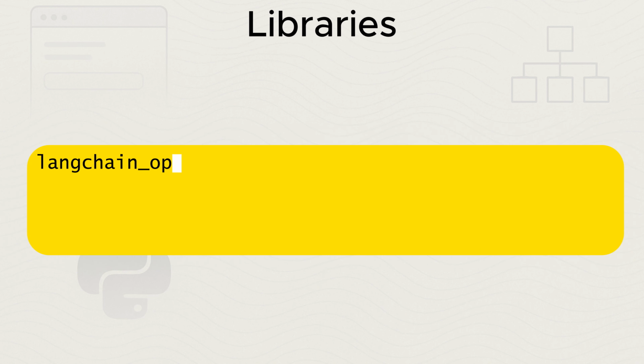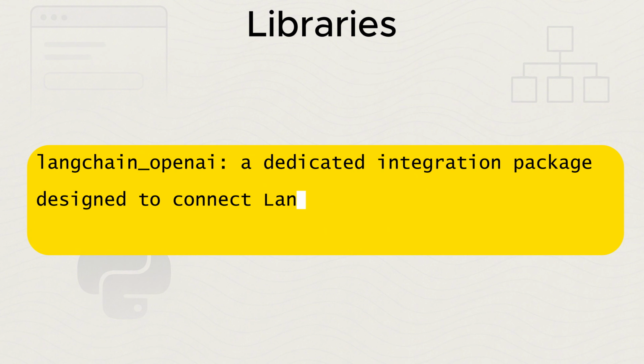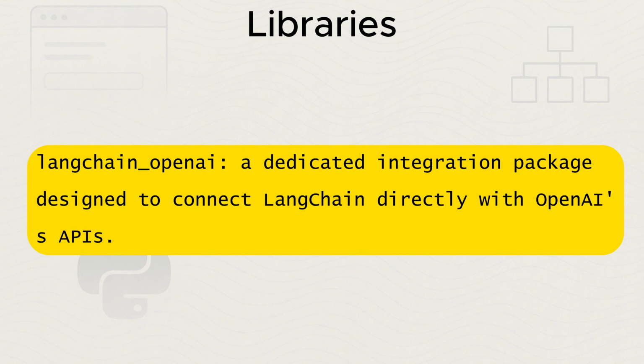LangChain OpenAI is one of the dedicated integration packages designed to connect LangChain directly with OpenAI APIs. So within this series, I'll be using this package. However, feel free to use any other integration or any other library that utilizes other large language models or other frameworks.